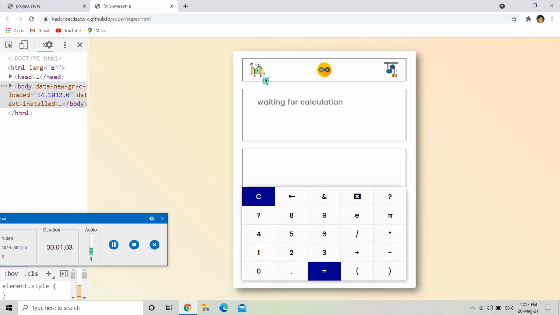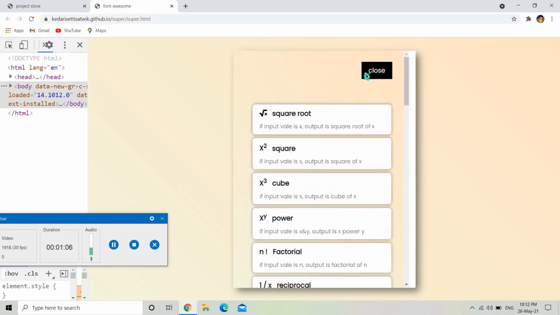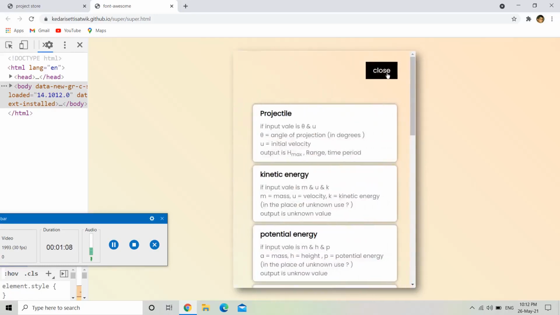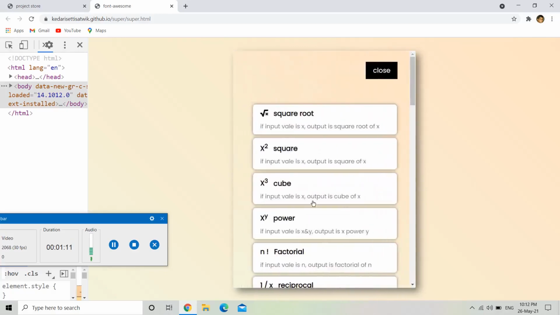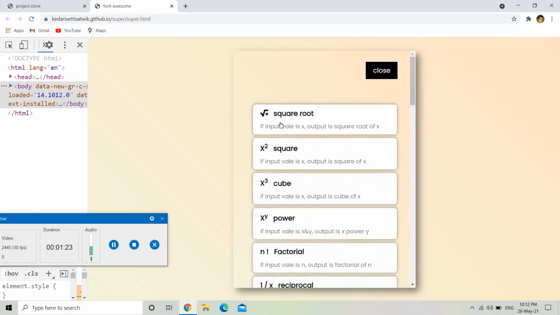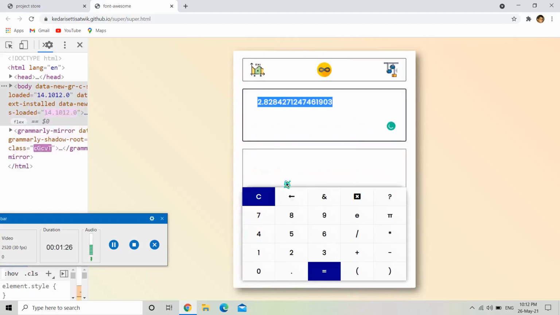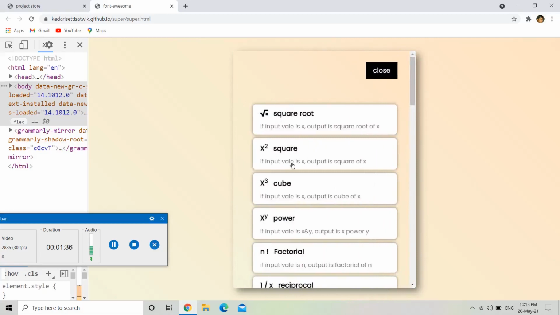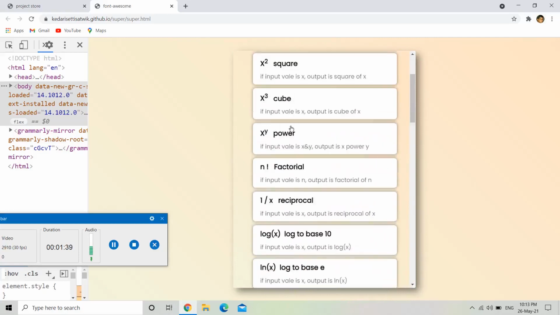Here are two symbols. This one represents math and this one represents physics. So here are some math functions. Square root: if the input value is x, the output value is the square root of x. Means if we write 8 and click on this, we will get the square root of 8. If you write 64 and click on this, you will get the square root of 64. Now x square is also the same, we will get x square and we will get x cube.